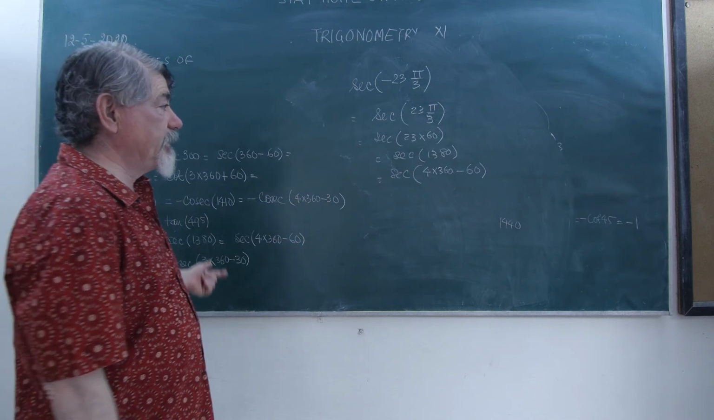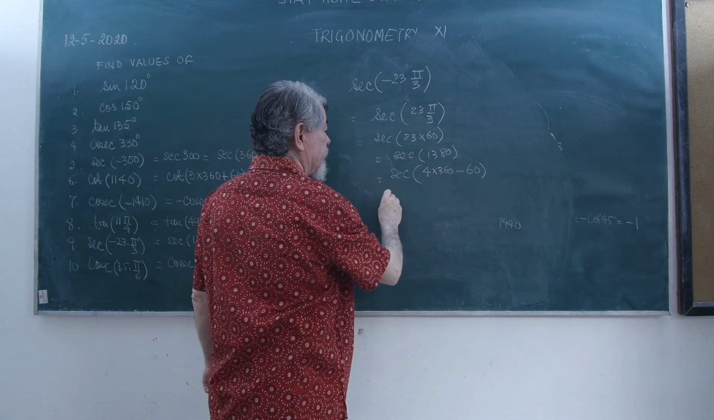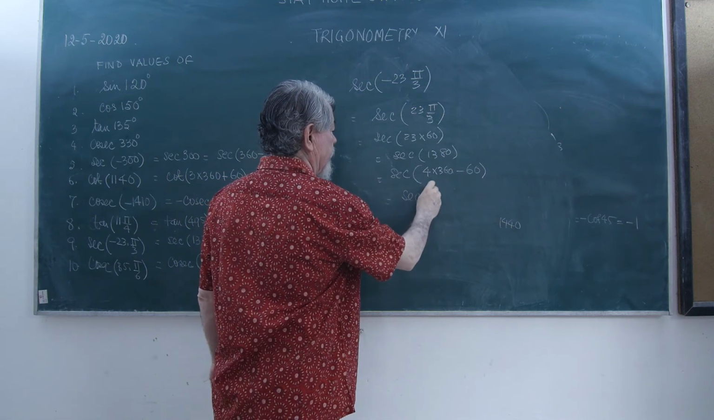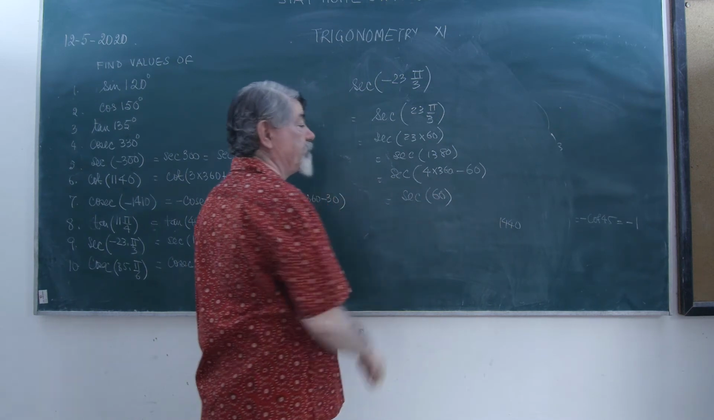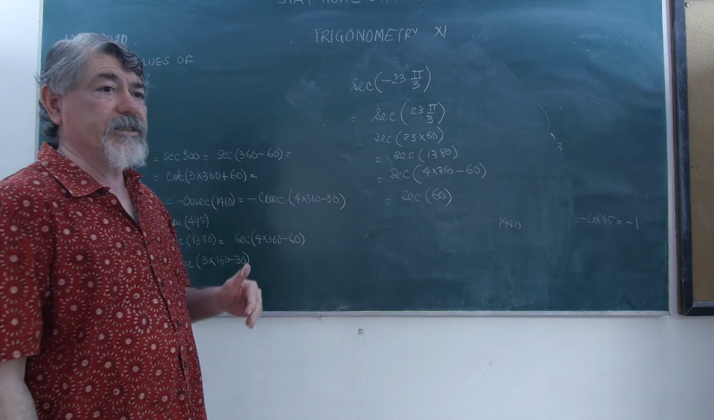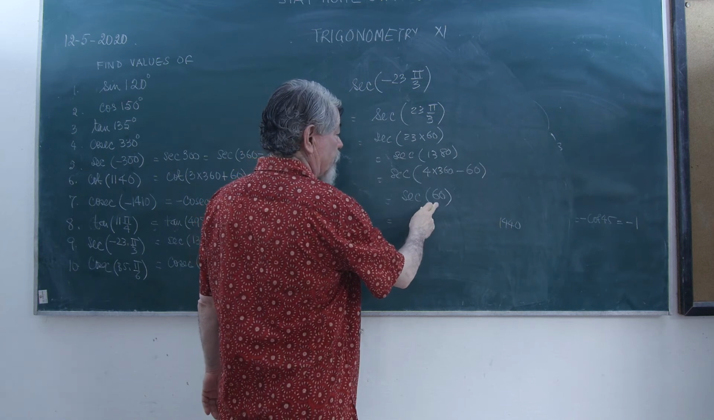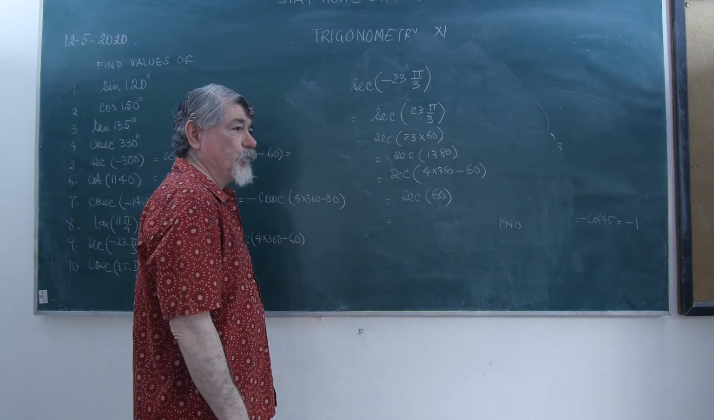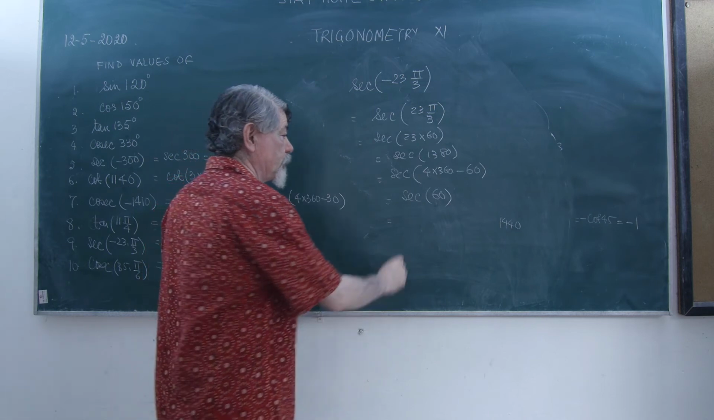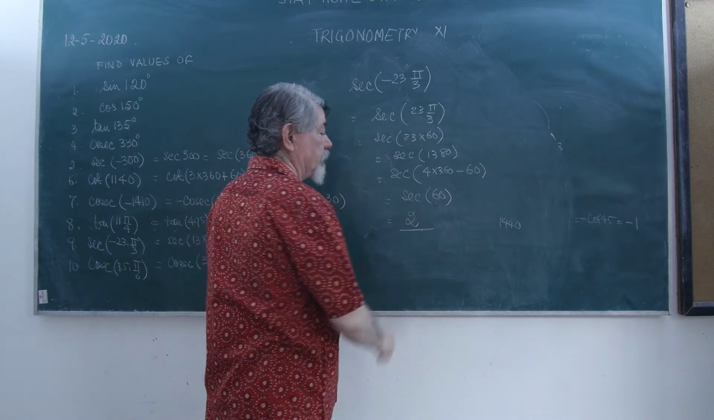To get 1380, sec of this minus theta will remain sec 60 only, and it will remain positive because cos and sec are positive there. And sec is the opposite of cos. Cos 60 is 1 upon 2, so sec 60 will be 2.